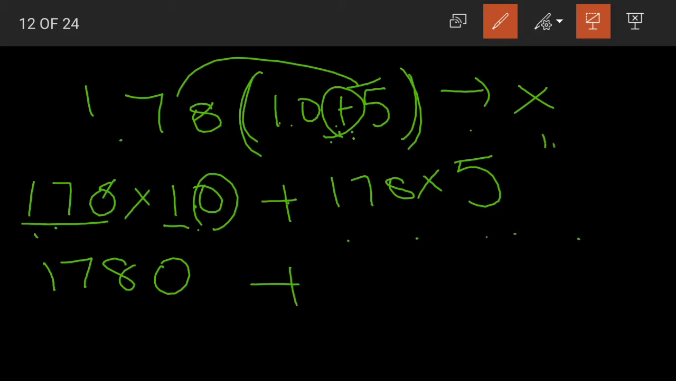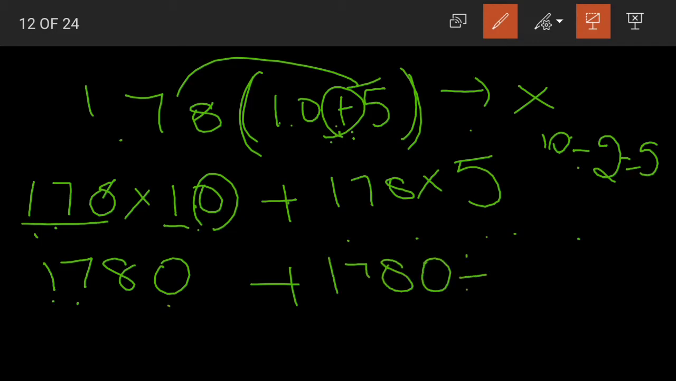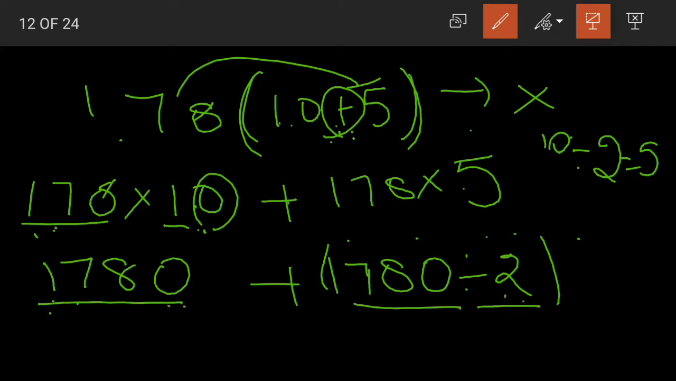Yes, clear? Now coming to 178 into 5. What did we learn just now, children? 10 divided by 2 is equal to 5. Yes, 5 is the half of 10. In the same way, when we divide the product that we got by multiplying with 10 by 2, we will get the answer for 5. Now what did we get by multiplication with 10? 1780. Now we are dividing it by 2. We divide it into half.